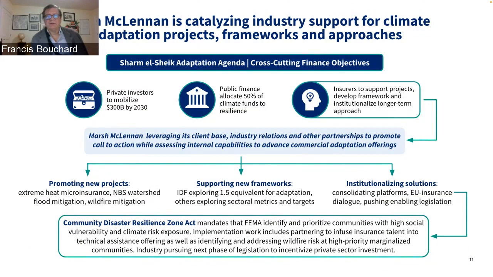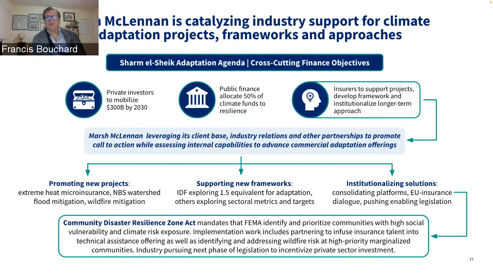that then precipitated the release of the Sharm el-Sheikh adaptation agenda, which included three cross-cutting finance objectives, and for the first time, the insurance sector was explicitly referenced alongside public finance as well as private finance as a key element. And what you'll see on the slide here is the high-level objectives of what was agreed would be this call to action, and where we would try to drive industry impact by 2030.